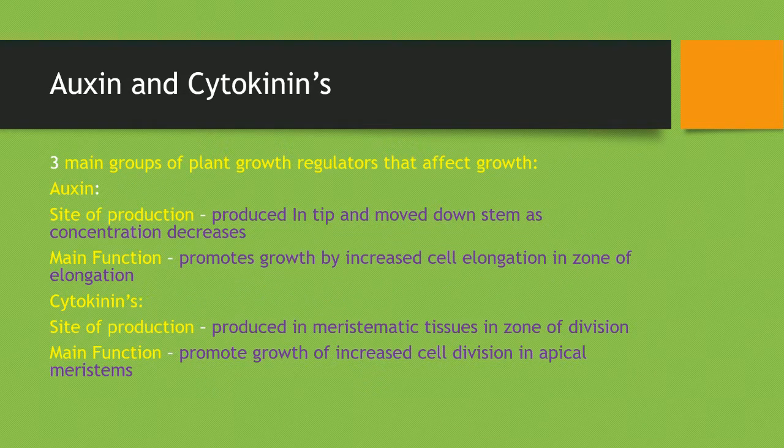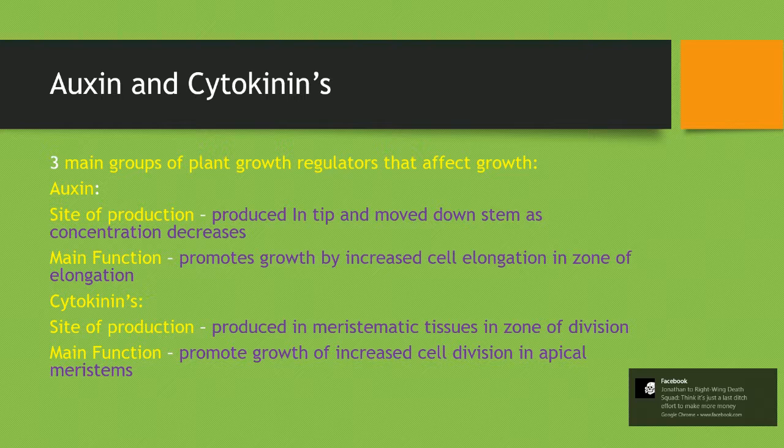Now, there's three different hormones called auxin and cytokinin and gibberellins. We're going to talk about auxin and cytokinins right now. So, the three main groups of plant growth regulators that affect growth, I just stated them to you. The first one's auxin, and its site of production is the tip and it's moved down the stem as the concentration decreases. So basically, it'll be produced in the tip and then it will move down the stem.